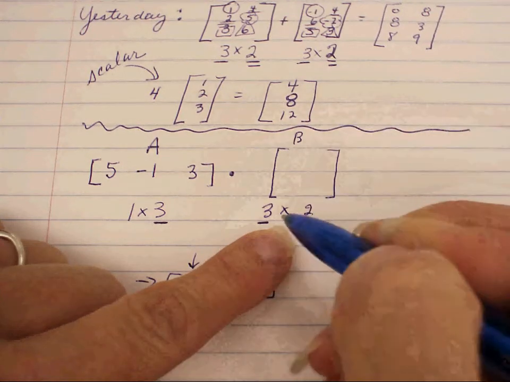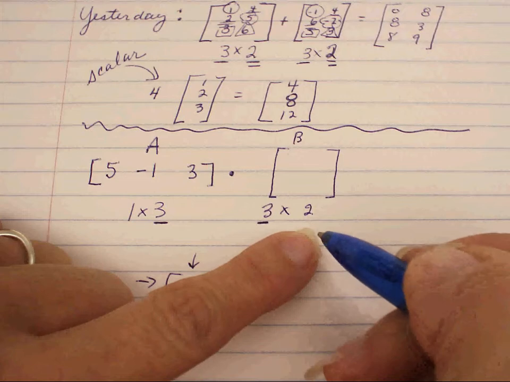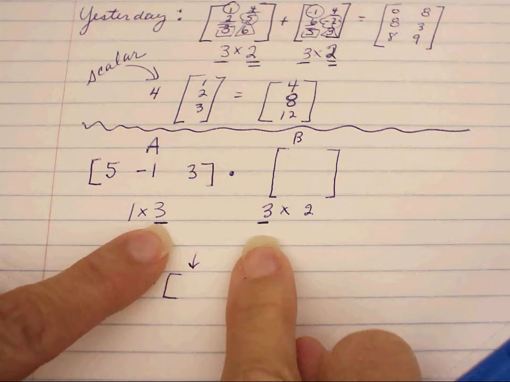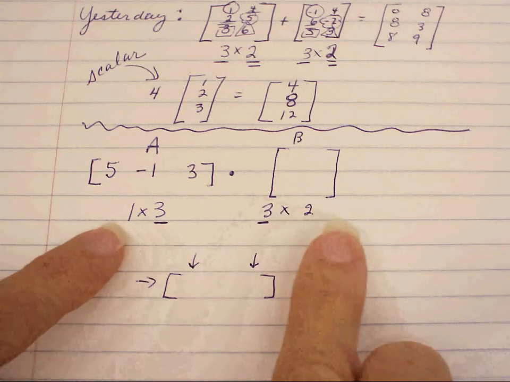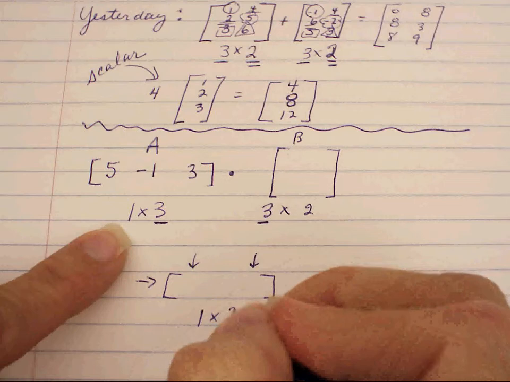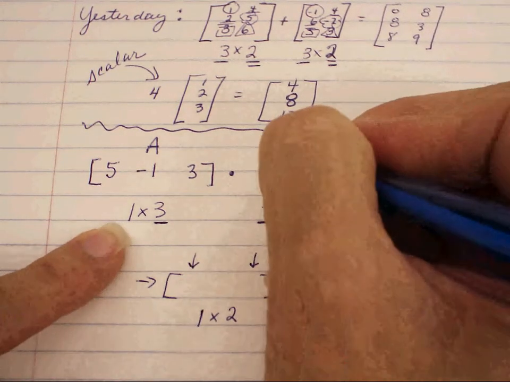So I know that in order to do this, since I'm teaching this lesson, I have to have 3 rows, and I could make this whatever I wanted. But these 2 inside numbers match. That's how you know you can multiply. And then the answer matrix is always the 2 numbers on the outside, so I know in the final answer that guy's a 1 by 2.